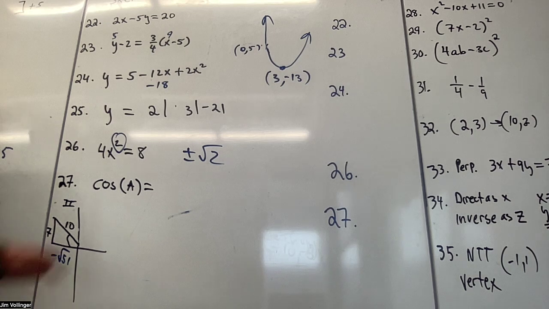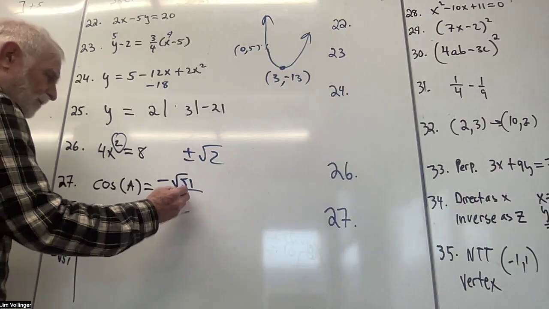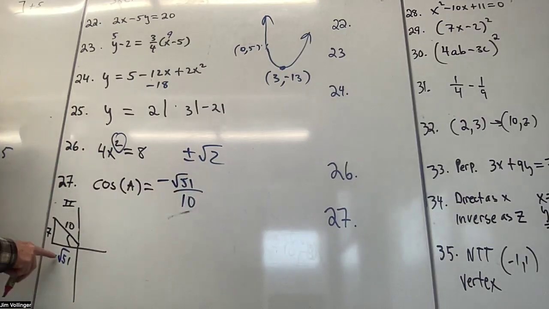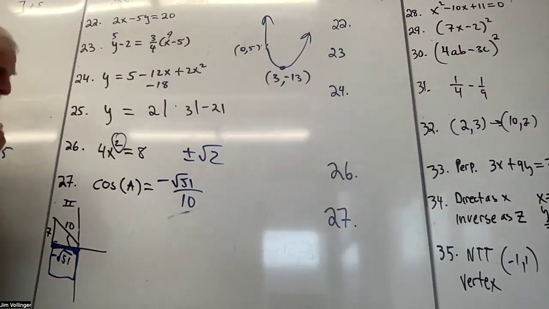So what is the cosine of angle A? Square root of 51 over 10, excuse me. Square root of 51, because that's the area. That's the area. And so, well, no, that's the area was minus 51. So that's the length of that segment right there, of that triangle.